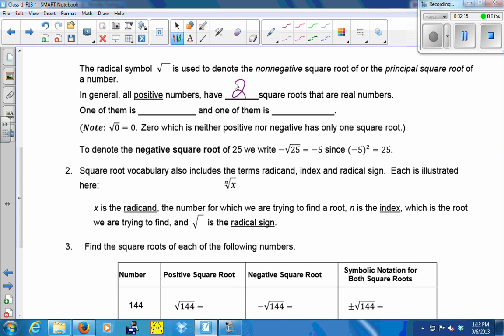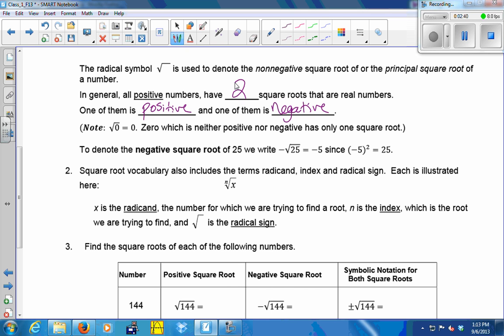So in general, all positive numbers have 2 square roots. One of them is positive, and one of them is negative. Like for 25, we have 5 and negative 5. The square root of 0 is 0, so there's only one square root, and it's neither positive nor negative.